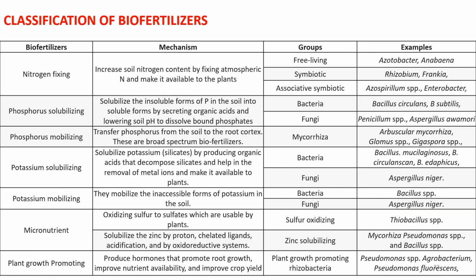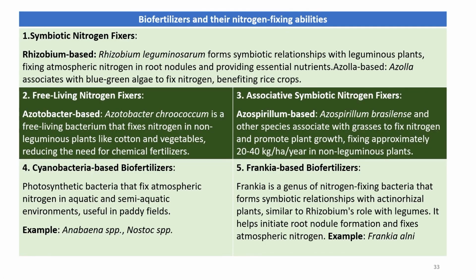And then there are certain micronutrient providing biofertilizers, which oxidize sulfur to sulfates usable by plants, or solubilize zinc by proton chelated ligands, acidification and oxidoreductive systems. And these may be mycorrhiza, Pseudomonas and Bacillus species. Then there are certain biofertilizers which provide plant growth promoters or hormones that promote root growth, improve nutrient availability and improve crop yield. So, we call them plant growth promoting rhizobacteria, for example, Pseudomonas and Agrobacterium species.